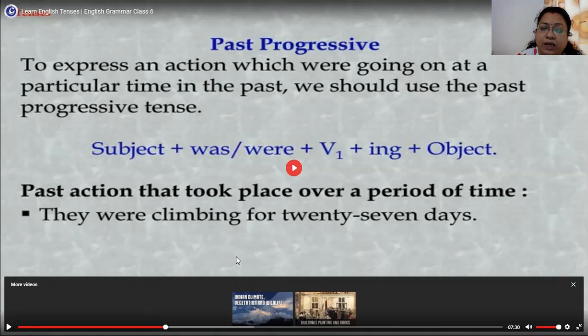The example is there. They were climbing for 27 days. They were climbing, they were trekking on the mountain for 27 days. Right? Subject plus was or were plus first form of the verb plus ing.